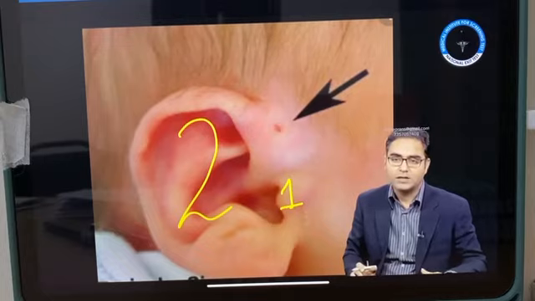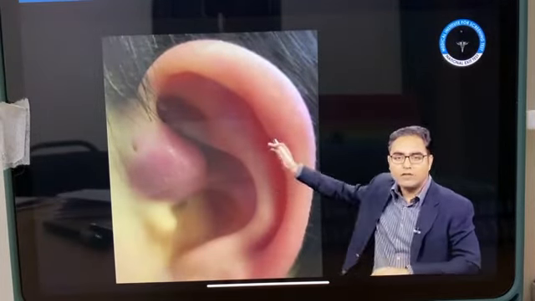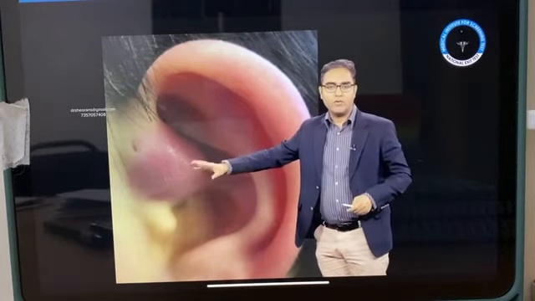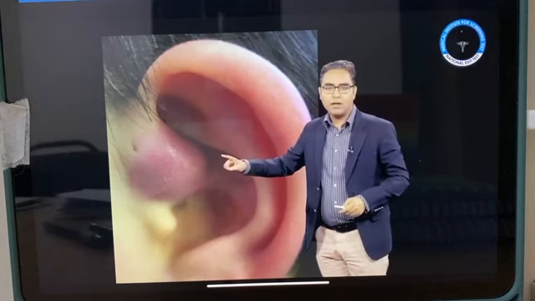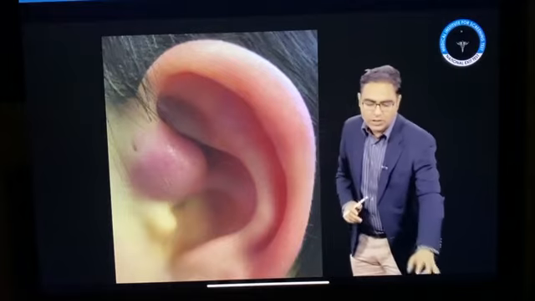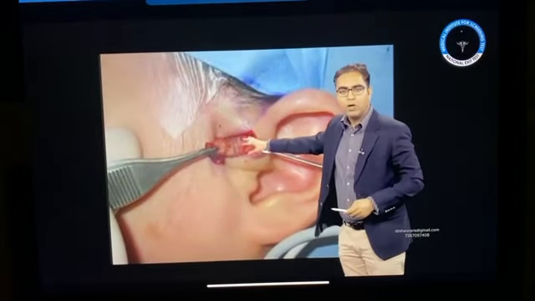But if recurrent infection is there, look at this. Can you see the sinus tract got infected? This is the place in which the sinus actually has got infected. If recurrent infection is there, then what do you do to the sinus? Then surgical excision of the sinus tract is done. Please see on the screen. We just open it up and we remove the whole sinus tract from there.